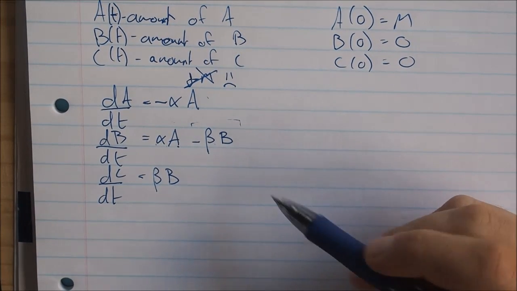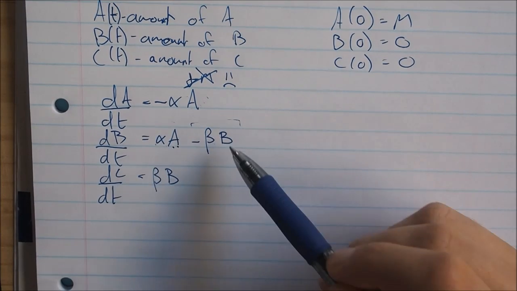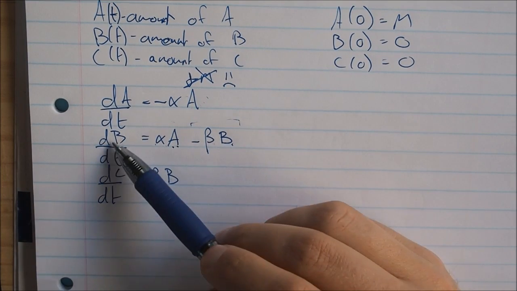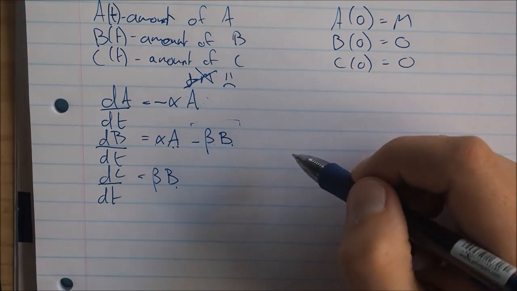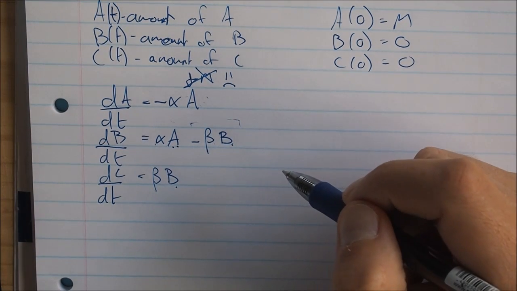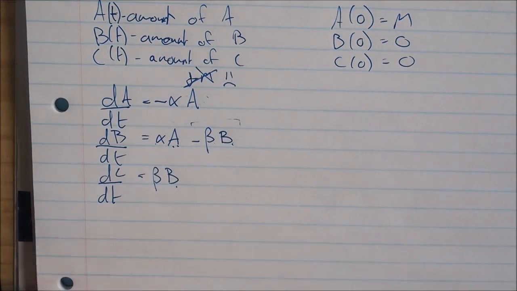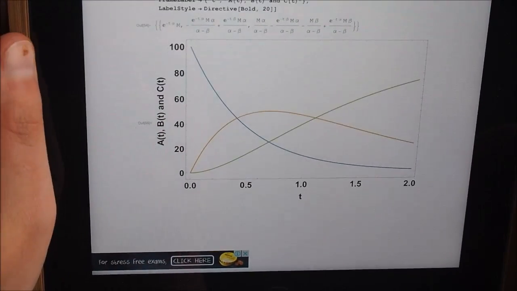Right, you can solve it again. Solve for A, plug the solution in here, solve for B, because B depends on A, and then plug that in there, and then solve for C. Okay, it's not going to be fun, but you can do it. And you can use Mathematica to just double check your solution. And what we get here is this here.